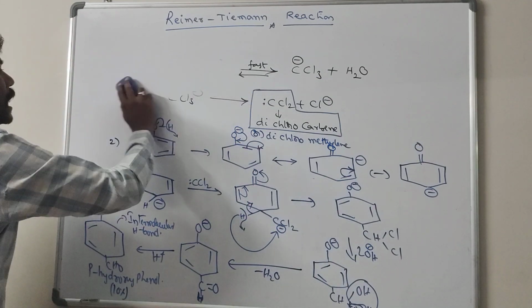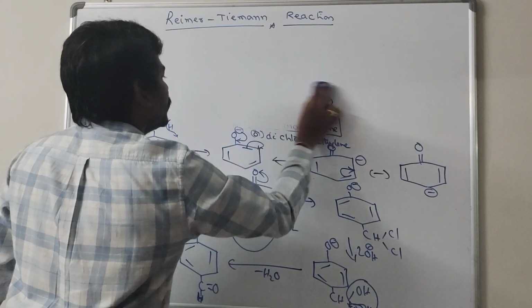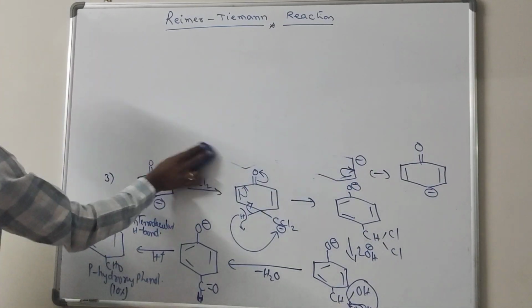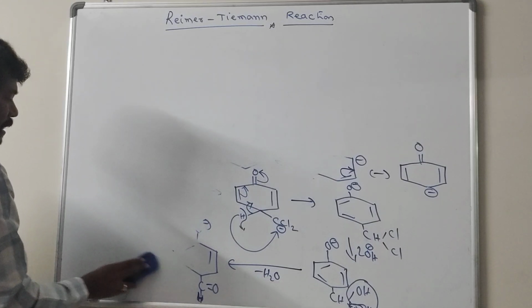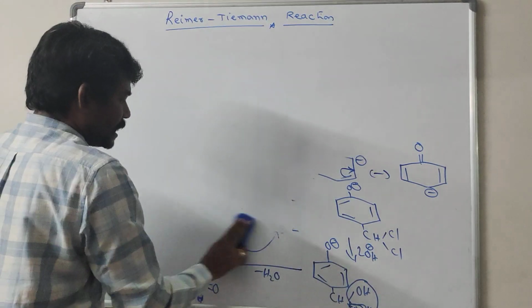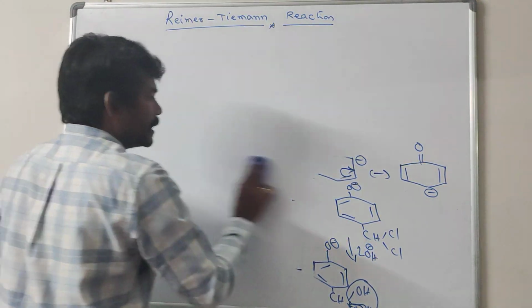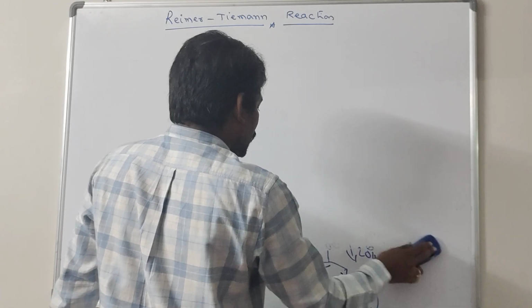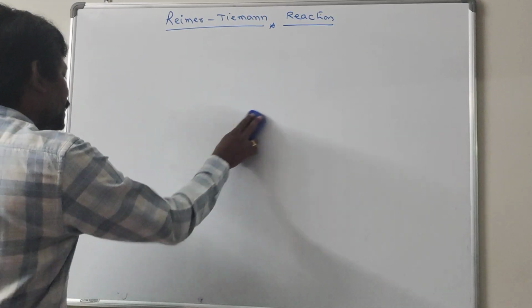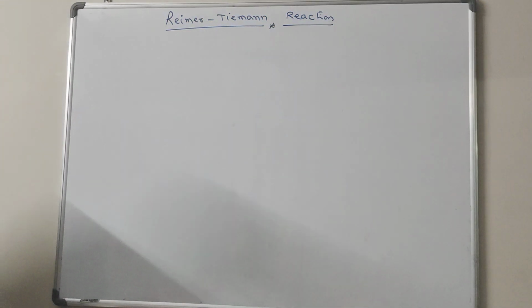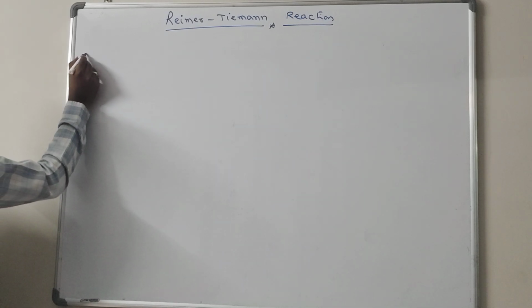So actually what happens when the alkaline solution of chloroform is replaced by alkaline solution of carbon tetrachloride? The mixture of CHCl3 and KOH is replaced by CCl4 and KOH. So here the formation of salicylic acid takes place. Very, very important.